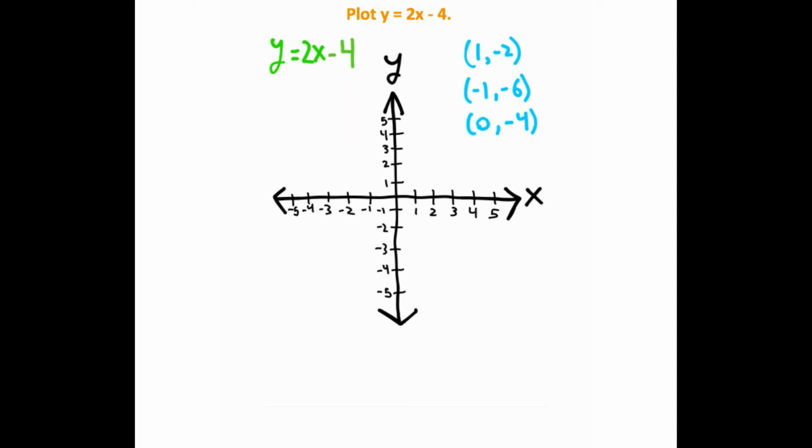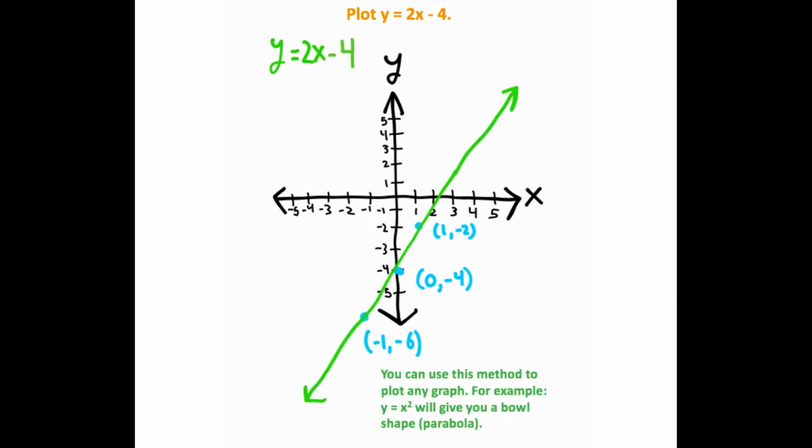And what I can do is take those all and plot them on the graph. Now, if I plot those, all I need to do is draw a line through all those points, and that's going to give me my line. This is the line that comes from this equation here.